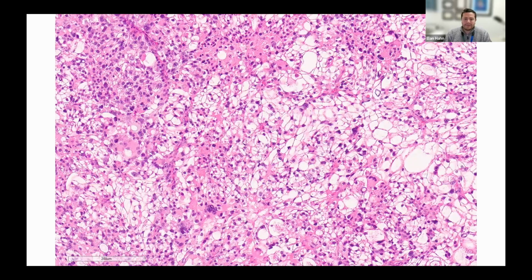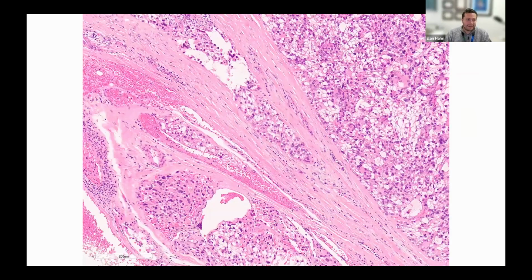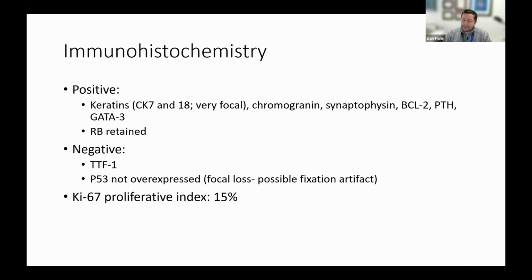Here, there's more atypia we could see in large bizarre cells, multinucleated cells, macronucleoli, mitoses, including atypical forms. And again, this is a higher power of the area that was suspicious for vascular invasion. So this tumor by immunohistochemistry was also positive for keratins, more than the neck biopsy, but still more focal. Neuroendocrine markers were positive. It was positive for PTH and GATA3, so that's a difference, the parathyroid hormone staining. And P53 was not overexpressed. There was focal loss, which was interpreted at the time as a fixation artifact, dropout in staining. And the proliferation index is 15%.